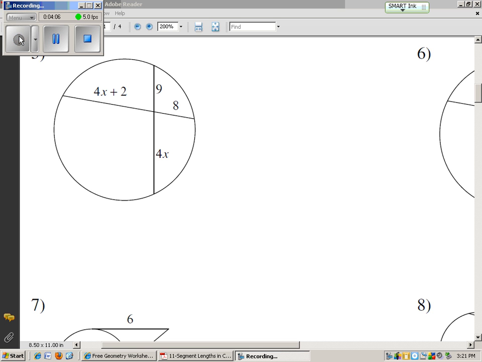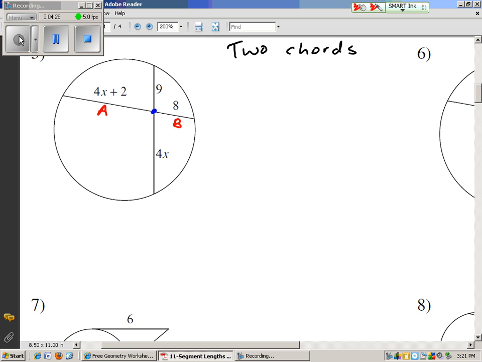Number 5. So on number 5, I'm going to use a different formula now because this is 2 chords. 2 chords crossing inside of a circle. These 2 chords cross right here, and they have portions. So I want to look at the portions of one side, so I'll call these A and B. And the portions of the other side, let's call this C and D. And those are going to be multiplied together to equal each other. So what I'm looking for is A times B equals C times D.